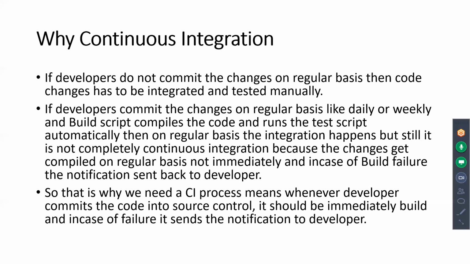If you push code into GitHub, the build process happens automatically and testing happens automatically, and you get back the response. If that happens, it is called continuous integration. If you schedule it, it is not fully CI, because here I need to wait for some time. But continuous integration means immediately.